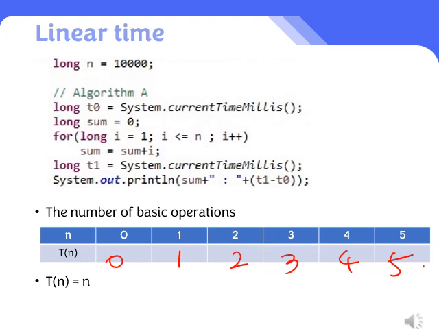Generally, the assignments are not included in the basic operation, so the basic operation for algorithm A is just the addition of sum equals sum plus i. Therefore, the number of basic operations increases by 1 as the number n increases by 1. In other words, the growth rate function, t(n), of algorithm A is n, that is, it is in direct proportion to n. We call this kind of algorithm a linear algorithm.